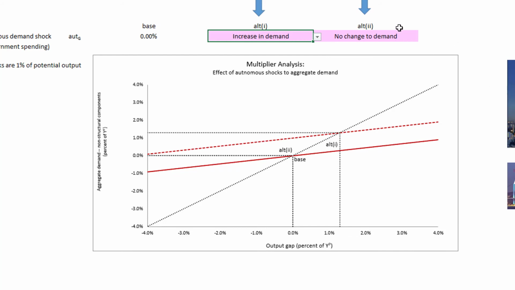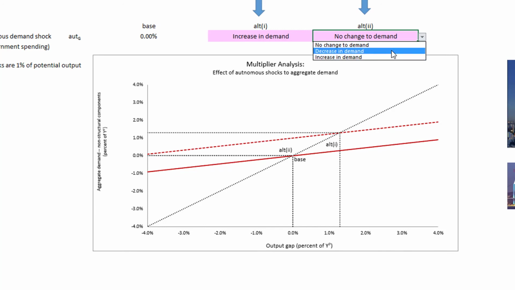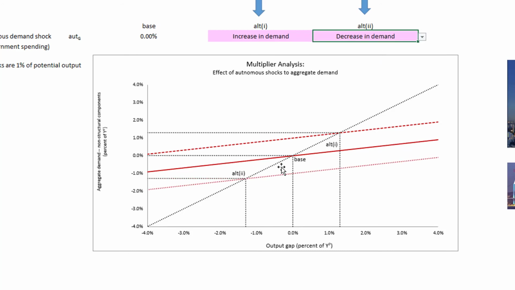And we can do it on the other end. So you can see over here in our second alternative, we decrease demand. So what happens if you have what they call an austerity shock? And once again, that's going to be symmetric, 1%. Okay, and you can see here the shift goes down, and you're going to see we have a decrease in output. And because of that ripple effect, that decrease in output is by more than 1%. You can read that off the graph here.